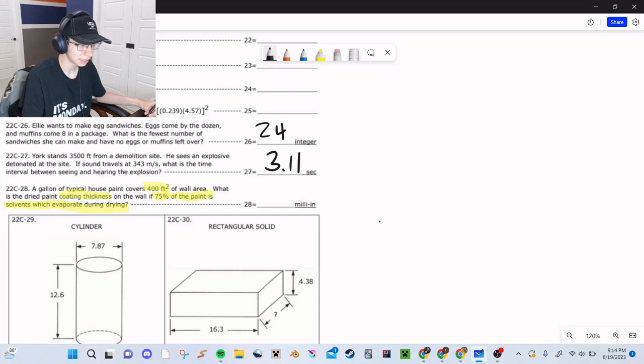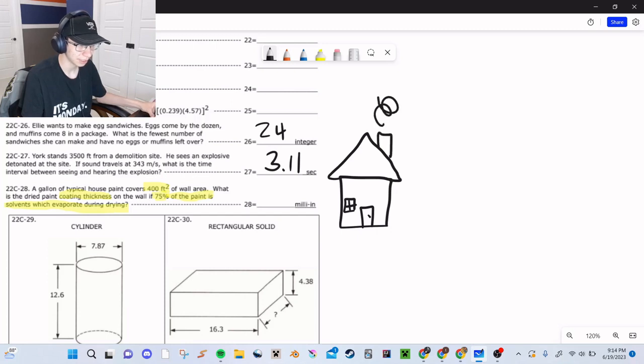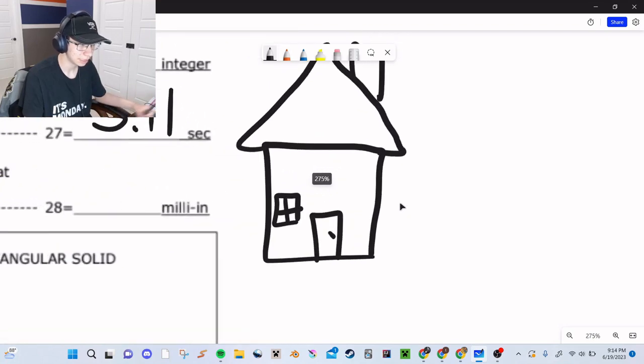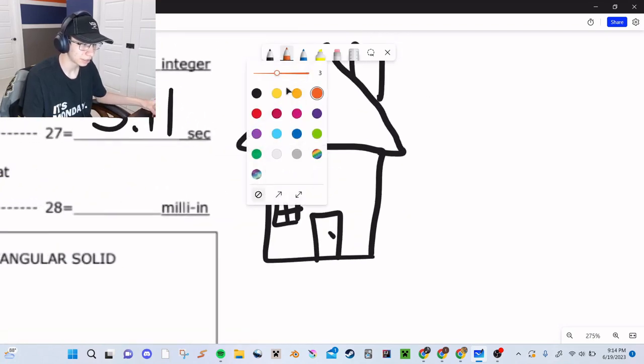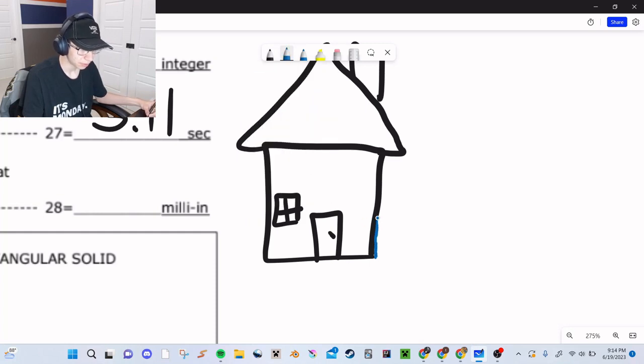So let's kind of contextualize this. So let's say I have like a house. Let's put a door, let's put a window, a chimney, and a smoke. But the main idea is that we're painting this house. Let's say we're painting it blue. It's going to have a very tiny thickness of paint. So thickness right here is what we're solving for.